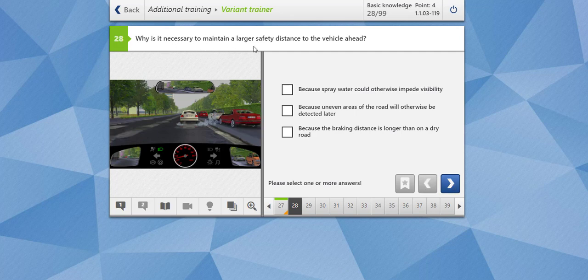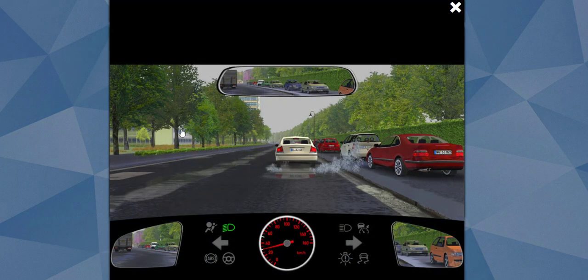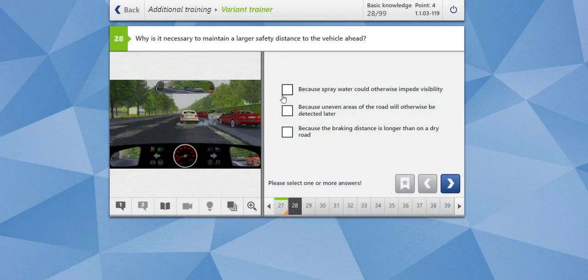Why is it necessary to maintain a large safety distance to the vehicle ahead? So if we see, the road is wet and there is some slush. That's why I think we need to maintain the distance. Let's look at the options.